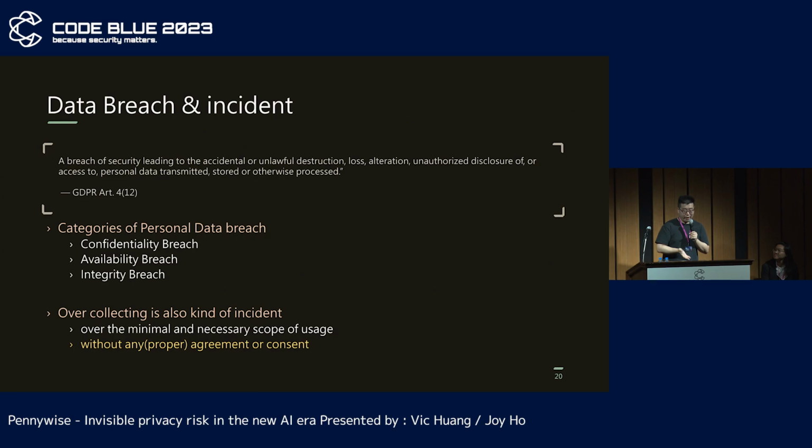And this is the definition of data breach and incident. The important thing is that over-collecting is also a kind of data incident. It means if you collect personal information and use it without any agreement or consent, it is also a kind of data incident. So if you still remember the example we had, I believe that professor didn't submit any personal information to Bing, but Bing provided me his personal information.